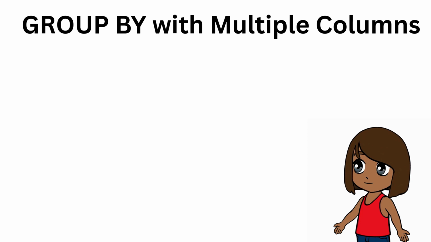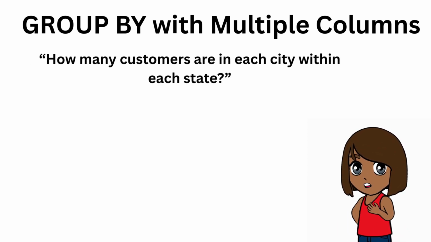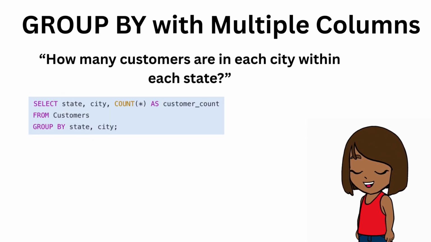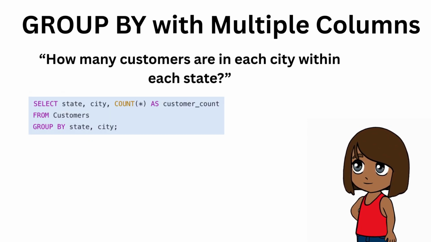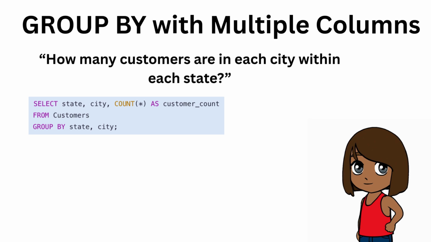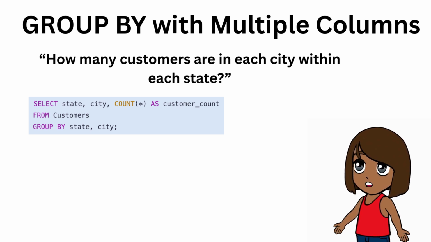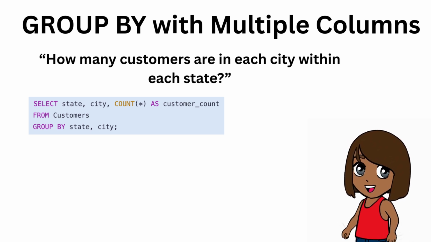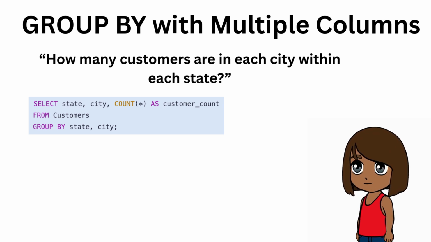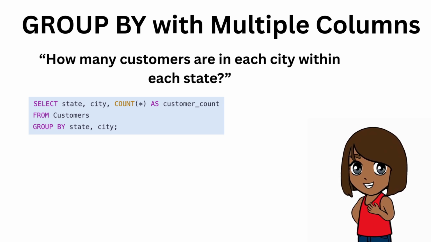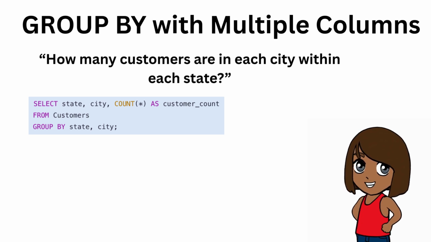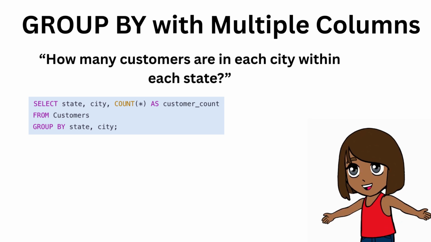Next, we can group by with multiple columns. We can use this to answer the question, how many customers are in each city within each state? To answer this question, we can use the following query. Select state, city, count as customer count from customers. Group by state and city. When you group with multiple columns, SQL creates smaller groups. So it groups by state first and then by city inside each state. Here is the result of our query.